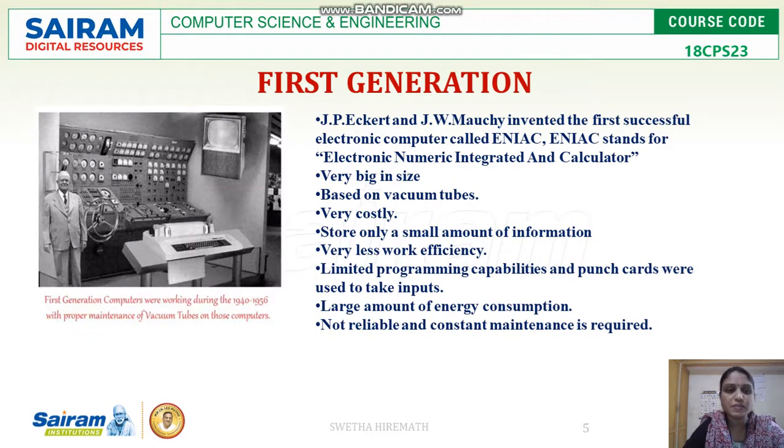So first generation computer, as you can see in the picture here. First generation computers were working during 1940 to 56, and J.P. Eckert and J.W. Mauchly invented the first successful computer system, called ENIAC. ENIAC stands for Electronic Numerical Integrator and Calculator. It is an integrated circuit mainly used for calculation purposes, and it is very big in size. It made use of vacuum tubes, and it was very costly because the components required for building these computers were very costly.